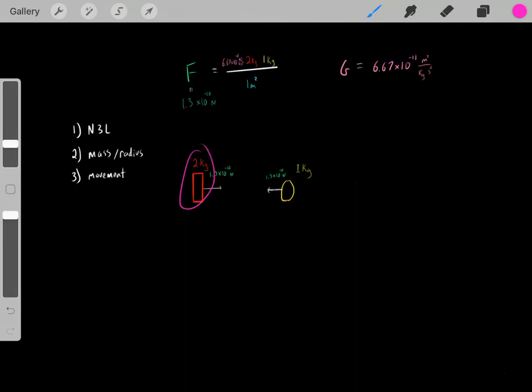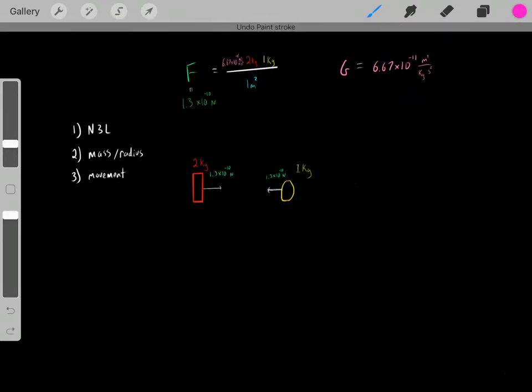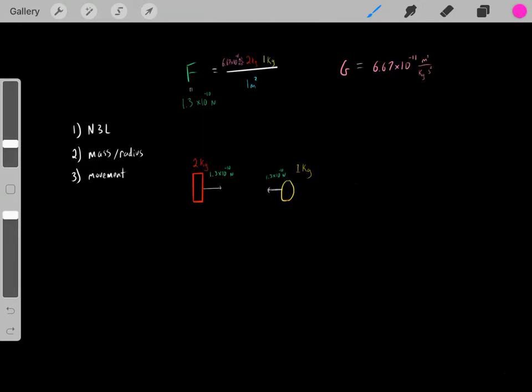This 2 kilogram book feels a 1.3 times 10 to the negative 10 Newton force in this direction, and this yellow lemon also feels that same magnitude of force in this direction. And something important to realize is that these are a pair of Newton's third law, these equal and opposite forces. They're equal in magnitude, they both have the exact same magnitude, and they're opposite in direction. This force points in this direction, this force points in this direction. So this is a pair of equal and opposite forces.